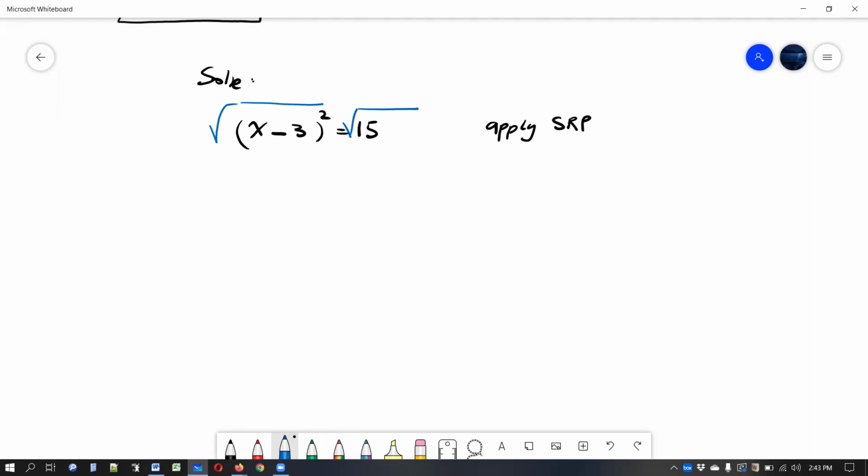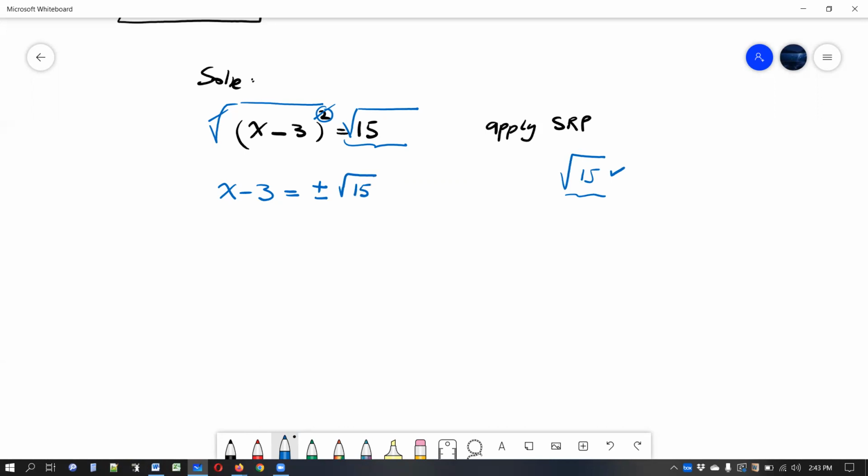On the left side, the square will cancel with the radical. I am left with x minus 3. On the right side, I will always have a plus or minus. So immediately you put the plus or minus here. If you can simplify square root of 15, you simplify. In this case, you cannot. So it just stays as square root of 15 because it cannot be simplified further.